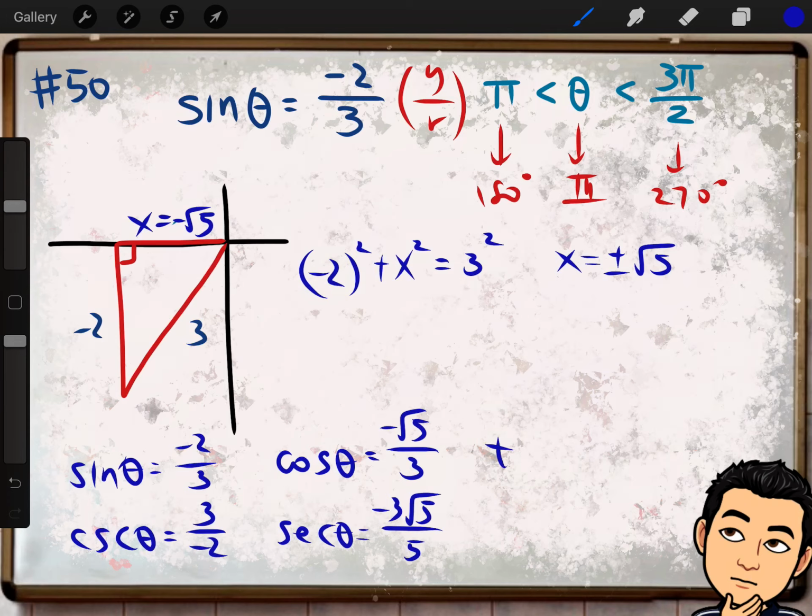Oops, tangent. So tangent is y over x. So that's going to be negative 2 over negative rad 5. All right, so you're going to have to rationalize it, and 2 negatives make it a positive. So this one, you're going to rewrite it as 2 radical 5 over 5. Okay, for the cotangent, you can just go ahead and put negative rad 5 over negative 2, and then that makes it positive. So just erase the negative sign. That's all we need to do.